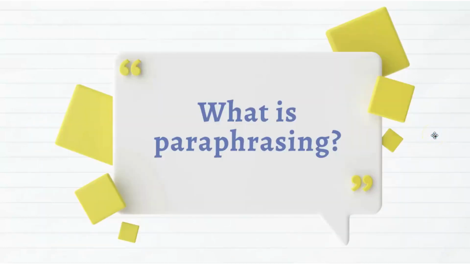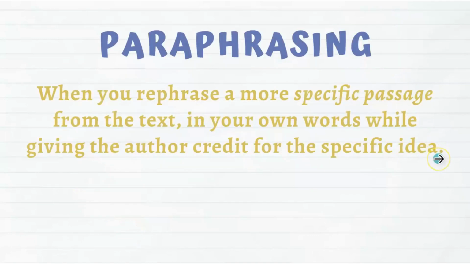Next, we have paraphrasing. While summaries look at the big picture, paraphrasing looks at the more specific ideas. Paraphrasing is when you rephrase a more specific passage from the text in your own words while giving the author credit for the specific idea. Paraphrasing involves rewording a specific passage or sentence from a text while maintaining the original meaning. It requires a more detailed understanding of the original text because it involves restating the content in a new way without changing the meaning.